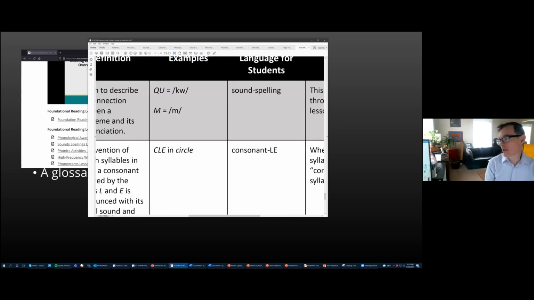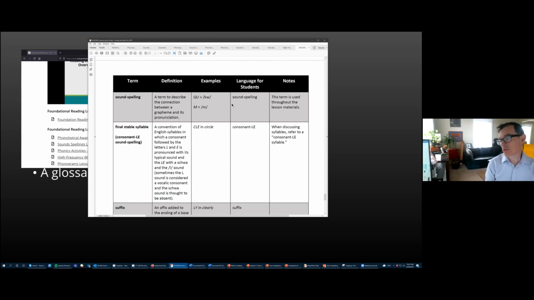One thing I do want to point out to you is the phrase sound spelling, a two word phrase, that I'm using as a noun phrase. So a sound spelling is a connection between a sound or sounds and a spelling. So A says ah, that's a sound spelling. So A is the spelling for the sound ah. So that's important to know, and that's language that is used throughout.